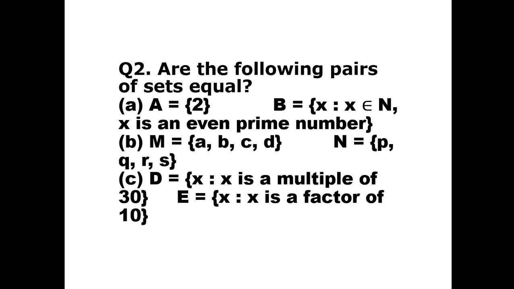Now, are the following pairs of sets equal? We have 2 sets: A = {2} and B = {x : x is a natural number and an even prime}. Now which one is an even prime? As I have explained before, the only even prime is 2. So they are both equal. Now you can easily find out which pairs of sets are equal and which are not equal.